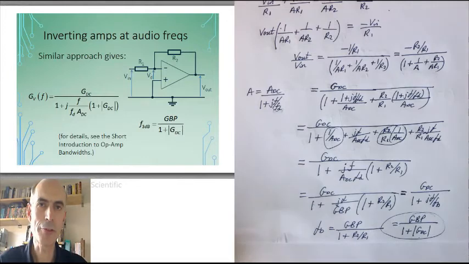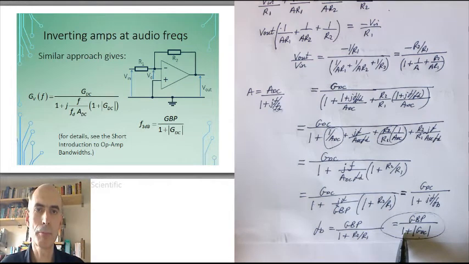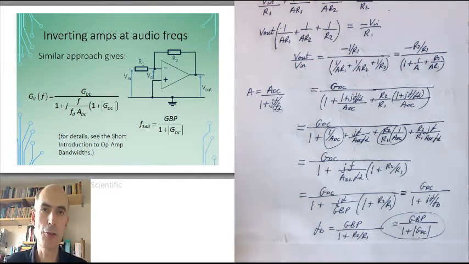It's subtly different from the formula that we got for the non-inverting case. It's got an extra 1 on the bottom. And you have to take the modulus of the gain at DC because the gain at DC is otherwise negative. And having a negative 3 dB bandwidth doesn't make much sense.